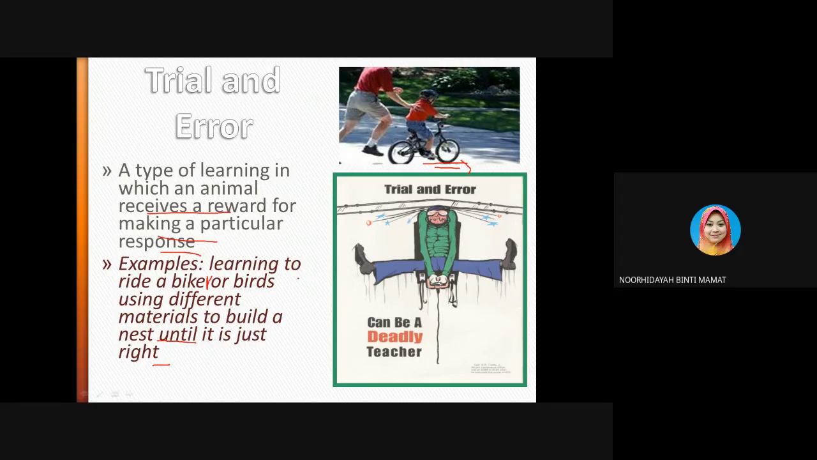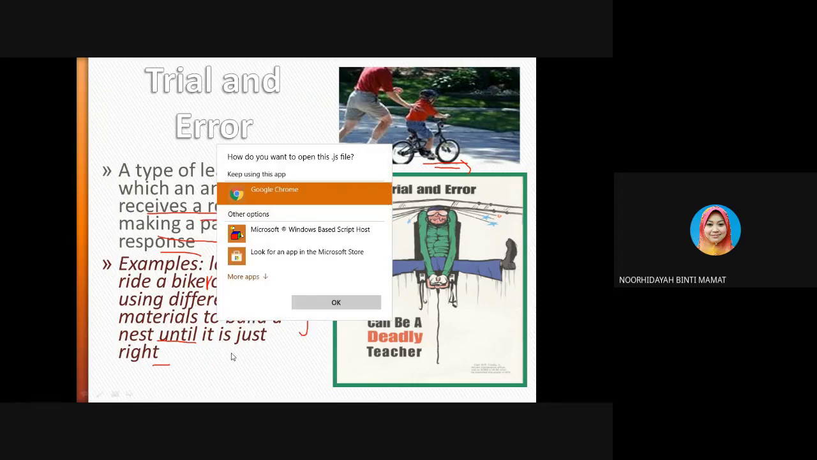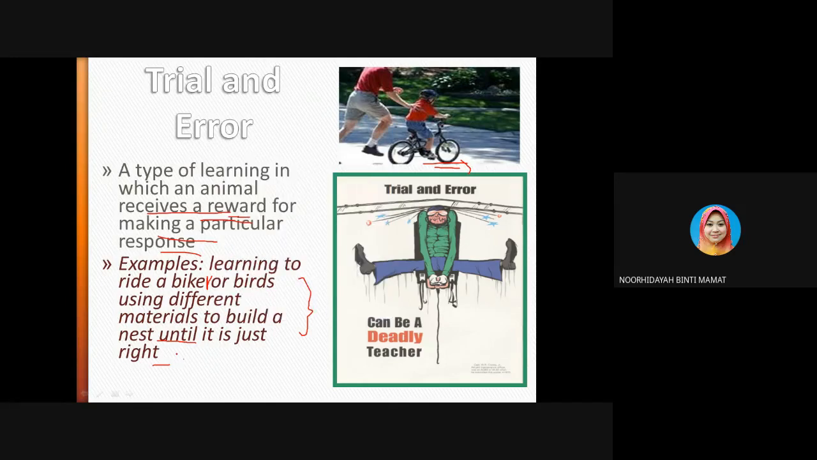At the end of the experiment they will get a reward. Like with the birds, if they try many times, at the end of the day they will get the right nest to be built. Or here they are learning how to ride a bike, so at the end of the day they know how to ride a bike perfectly.